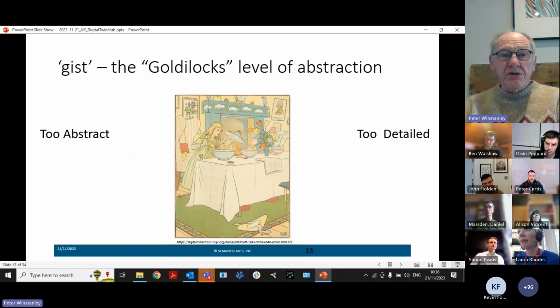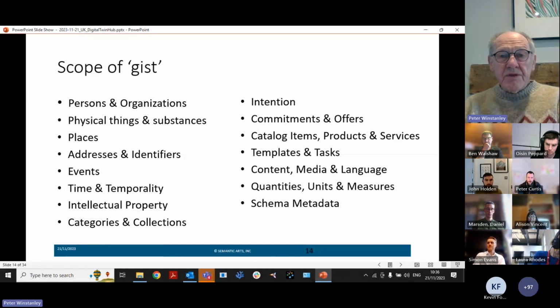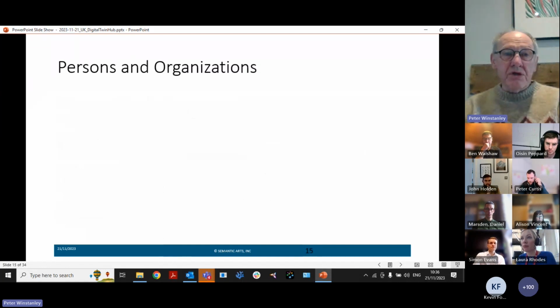We use the GIST ontology. It's a very small number of classes, probably about 130 and about 80 odd properties. So we think that it's at the Goldilocks level of abstraction, not too abstract, not too detailed. These are the kind of things that we find are in the scope of GIST. These are the sort of terms that are used. They're readily identifiable as things that we would expect to see from our natural language. There aren't any obscure terms.